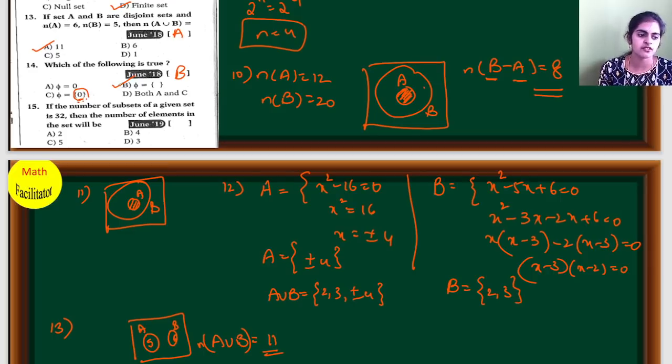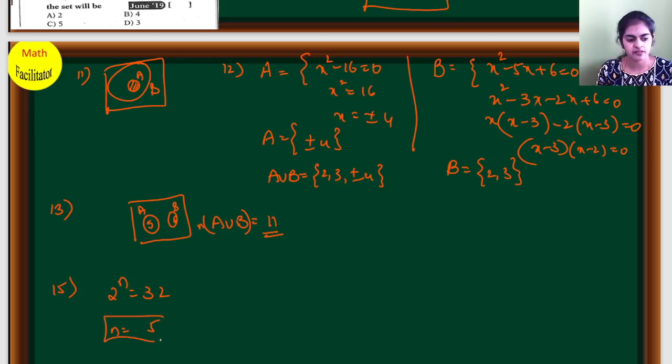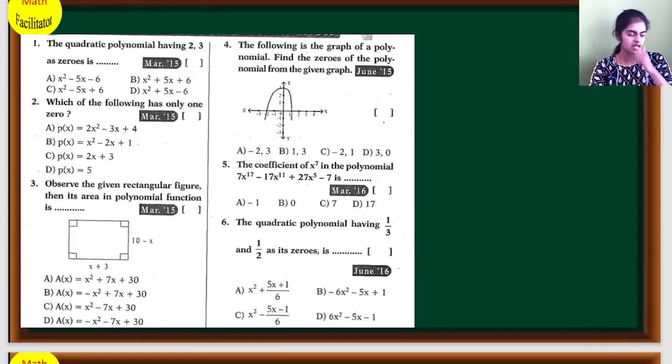If the number of subsets of a given set is 32, then the number of elements. You do this question now. Suppose number of subsets, so 2 power n is 32. So n will be how much? N will be 5. Because 32 you can write as 2 power 5. So here the correct option will be 5. Clear? Now the next one.